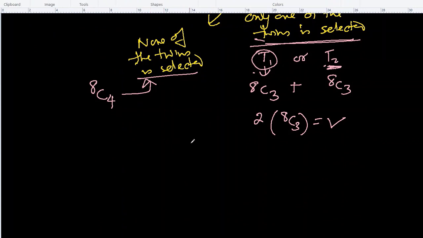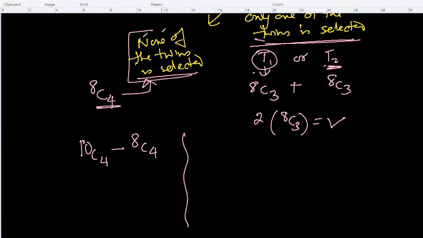So there are two ways of doing it. One is that we subtract from total. There are how many? 10 people. We are selecting how many? 4 people. Subtract that none of them is selected, 8C4. When we outrightly exclude these cases that none of the twins are there, that means at least one of them is there. If we subtract it from total, that will be the answer of at least one is selected.